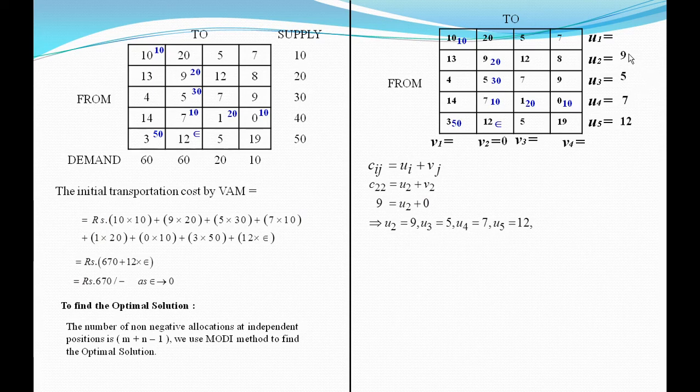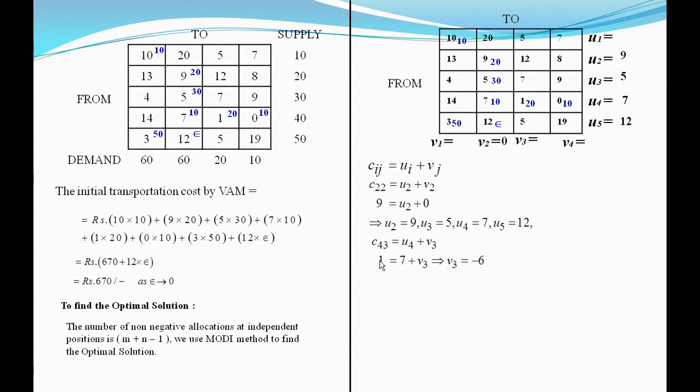After entering the values of u2, u3, u4, u5, you have to look for the allocated cell. When I go for the allocated cell, I am finding 4 comma 3. What is the 4 comma 3 cell value? It is the fourth row, first column. So 4 comma 3 is 1, and u4 is 7. I am substituting u4 as 7, and u3 I have to find.